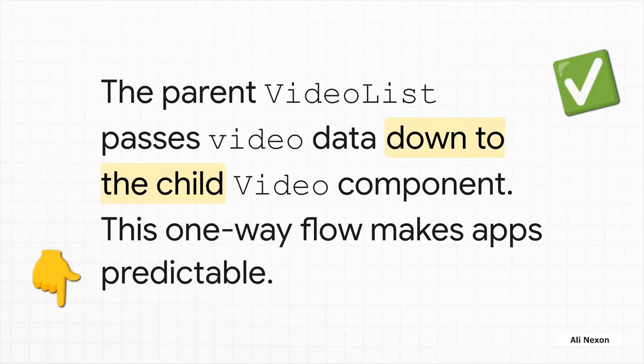So let's follow the data and see exactly how this works. Our parent, the video list, is passing down a video object to each child video component through a prop. It's like putting a sticky note on a Lego brick that says, hey, you're the one with the blue title. The child component then gets that sticky note, reads it, and knows exactly what to display. This one-way street for data, from parent down to child, is what keeps React apps so organized and predictable.